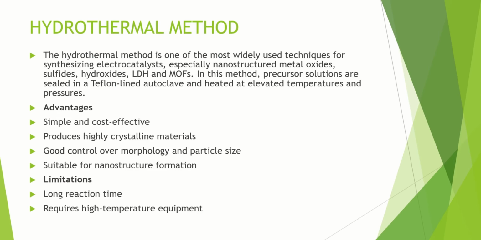First up is the hydrothermal method. This is one of the most widely used techniques to make nanostructured electrocatalysts, especially metal oxides and metal organic frameworks. Here's how it works. You take your precursor solution, seal it inside a Teflon-lined autoclave, and then heat it at a very high temperature and high pressure in the presence of water. Because it is the hydrothermal method, we use water. Think of it like a pressure cooker for chemistry.